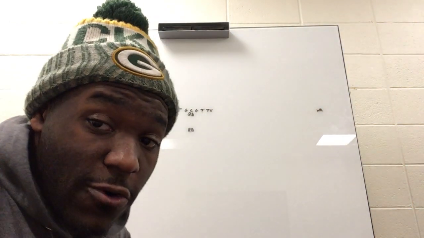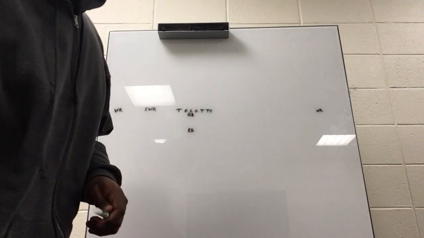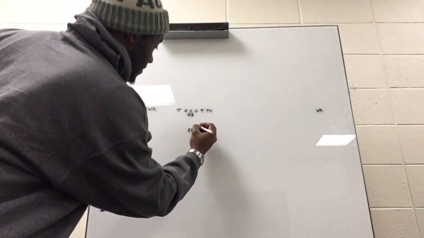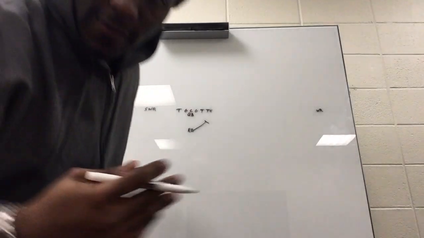This play, I'll call it Dub Slants the Corner. Dub Slants the Corner Pump. And I'll explain why I call it that. Now, in this play, the running back will block. The offensive line will do traditional pass blocking.